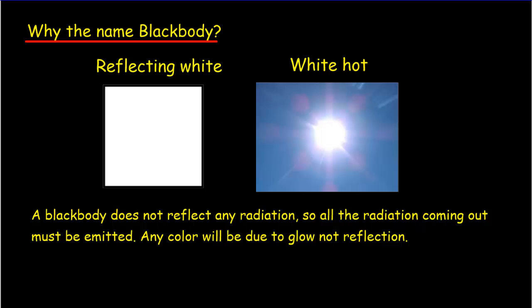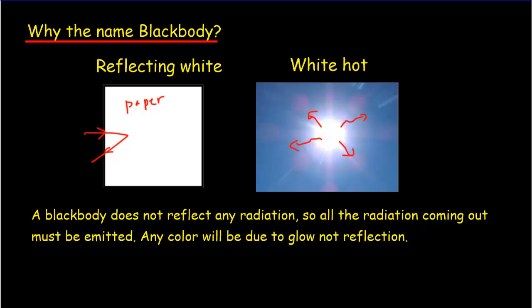So why do we have this name black body? Well, if we had, say, a piece of paper, it looks white because light is coming and reflecting off it. But if we have something that's glowing, then the light is just kind of radiating outwards. And so we can have two objects that are white, but for very different reasons. One because of reflection, one because of radiation being emitted from the object itself.